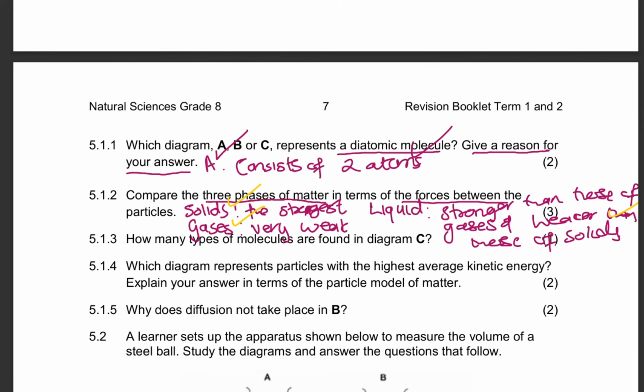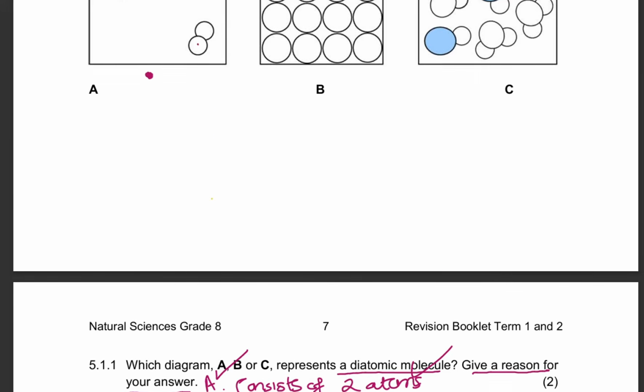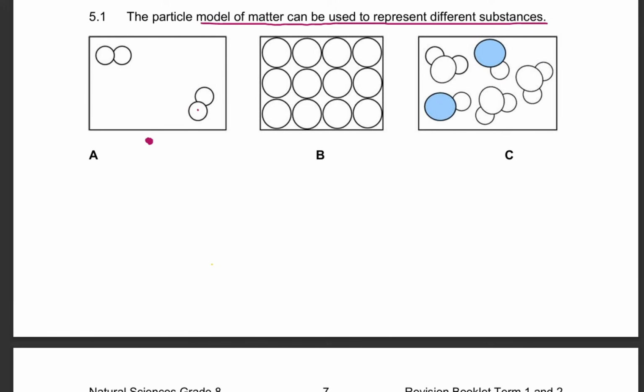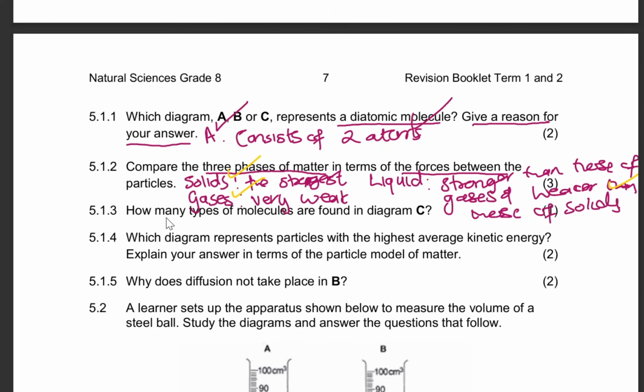All right. How many types of molecules are found in diagram C? Let us draw up. There are 2 types of molecules. So this is the first type and this is the second type. This and this and this, same business. This and this, same. All right. So there are two types of molecules.